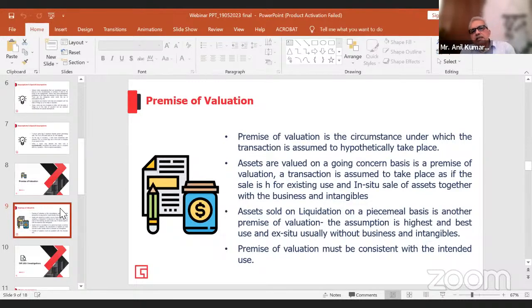Whereas when the premise is, let's say, the assets are sold on liquidation on a piecemeal basis, what I'm assuming here is an ex-situ sale, which is the assets are being removed from there and sold piecemeal. And usually it is sans business and without intangibles. So the intangibles are being removed, the business is being removed, and that's my premise of valuation. The premise of valuation being taken into consideration must be consistent with the intended use.